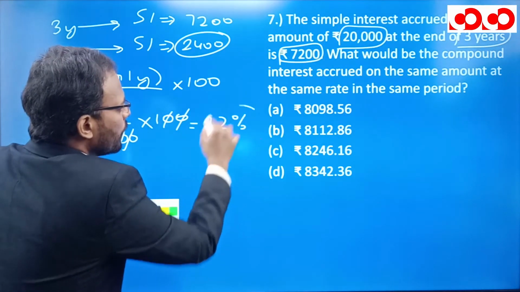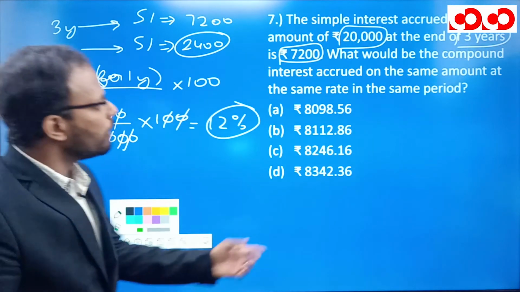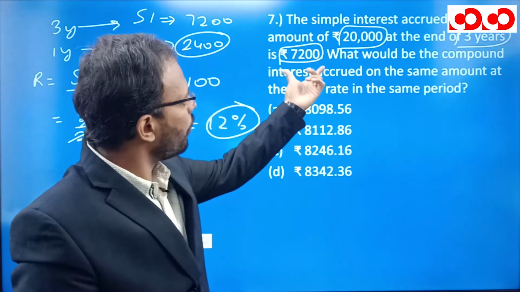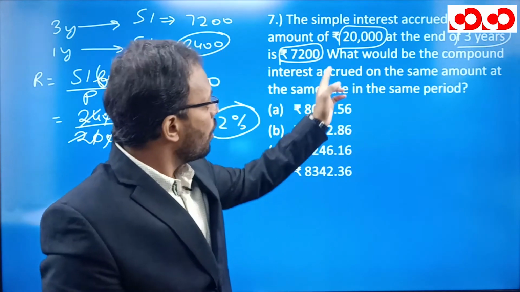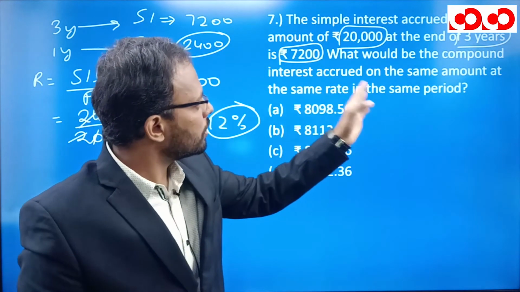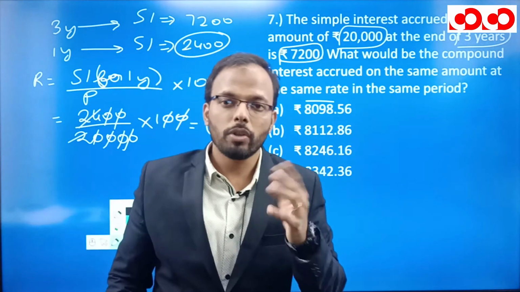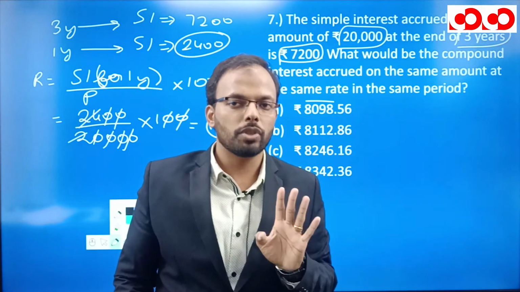So my rate of interest is 12%. I know that we have got this rate for this simple interest as 12%. Now what would be the compound interest accrued on the same amount at the same rate at the same period? Now the rate of interest is 12%, the time becomes 3 years.